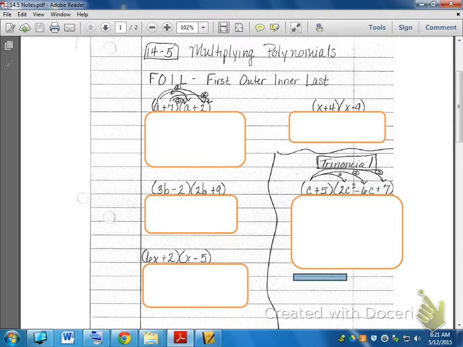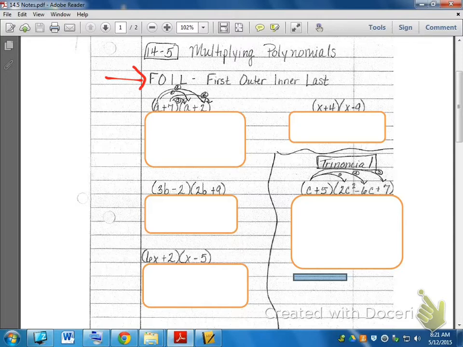Lesson 14.5, multiplying polynomials. The type that we're going to work with first is probably the most common, and it is multiplying a binomial times a binomial. And I'm actually going to introduce a word for you called FOIL. First, outer, inner, last. And here's what we mean by that.